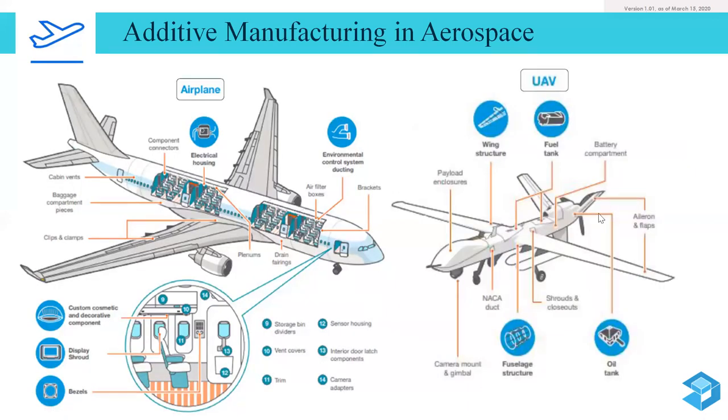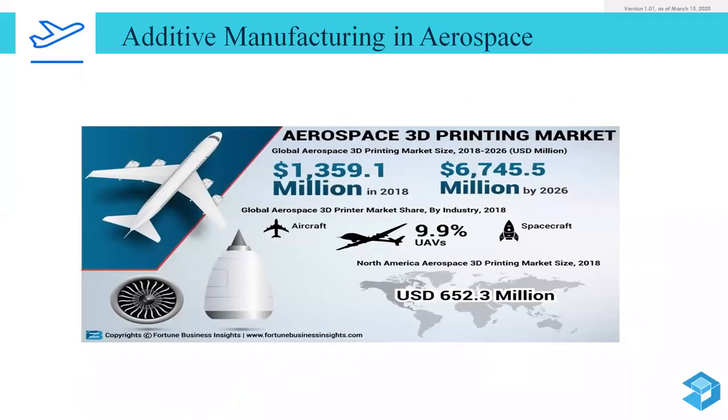And there are certain applications that are currently used and potential applications as well. Be it the wing structure, fuel tanks, a lot of them are manufacturing fuselage structures. They're slowly moving into it, oil tanks, etc. The storage bin dividers, vent covers using SLS and various other technologies. Even in the UAV industry, it's been moving rapidly. And the aerospace industry has been utilizing this. They've been one of the early adopters. And you can see it moving from a $1,359 million industry to a $6,745 million industry by 2026.